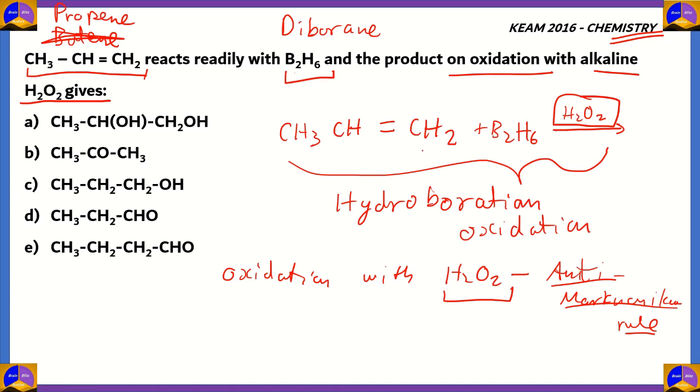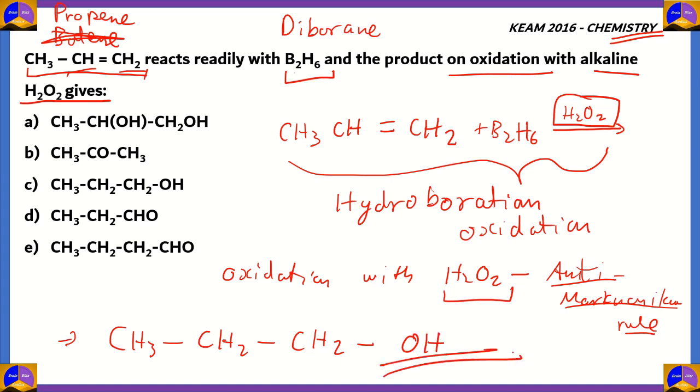So in this particular case, what happens is that the OH group moves towards the area with more hydrogen, and the H moves towards the area with less hydrogen. So therefore, CH3, CH double bond CH2 now becomes CH3, CH2, CH2, OH. So this is the final product that we get. And among the following options, it is clear that option C is the correct option.